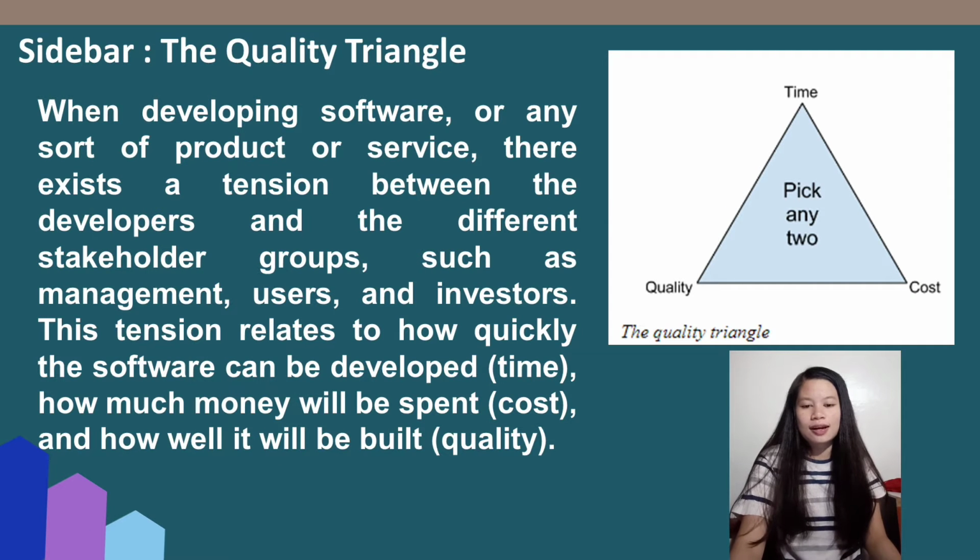Sidebar: the quality triangle. When developing software or any sort of product or service, there exists a tension between the developers and the different stakeholders groups, such as management, users, and investors. This tension relates to how quickly the software can be developed, time, how much money will be spent, cost, and how well it will be built, quality.